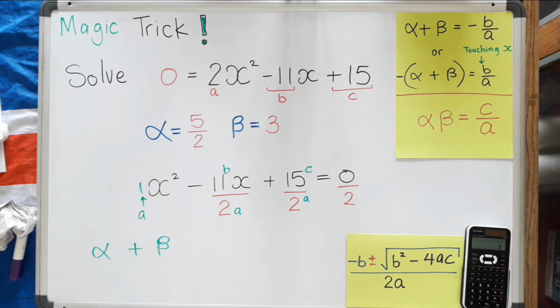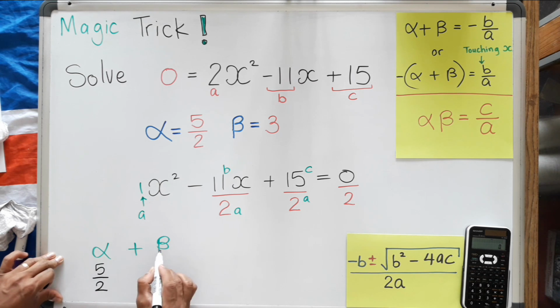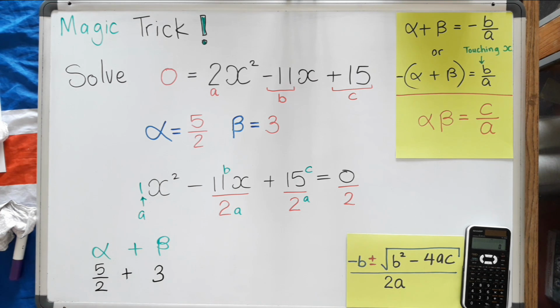So we're going to take the two roots and add them. The first root is 5 on 2, and the second root is 3. And we are going to add them. Now for this topic, I would seriously advise that you work everything in fractions and try to avoid decimals. It may sound trivial, but in harder questions, it's really important that you keep everything in fractions.